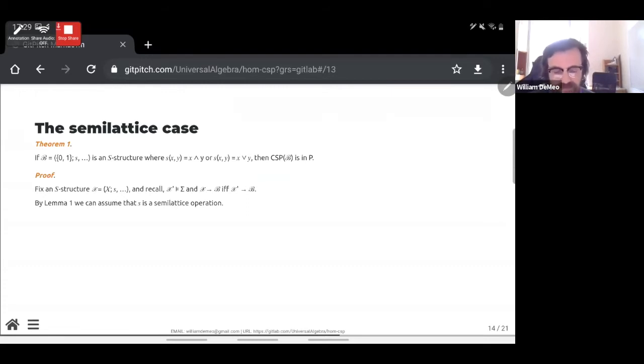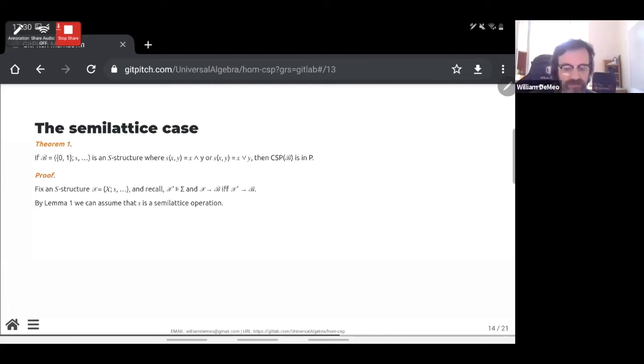then this structure X, you can find a structure X prime that satisfies all the equations that B satisfies, such that if you have a homomorphism from X to B, then you also have a homomorphism from X prime to B and vice versa. Let me try to say that again. So if you have an instance X, you can find an instance X prime that satisfies all the identities that B satisfies, and such that there's a homomorphism from X to B if and only if there's a homomorphism from X prime to B.